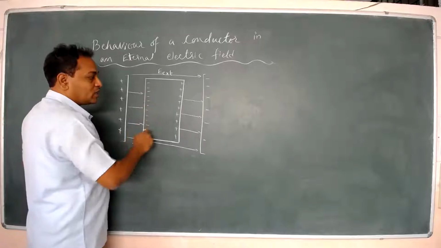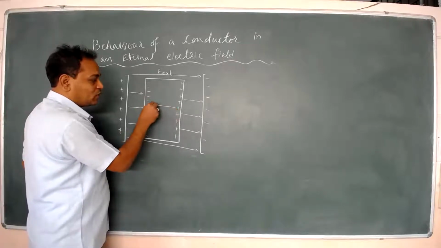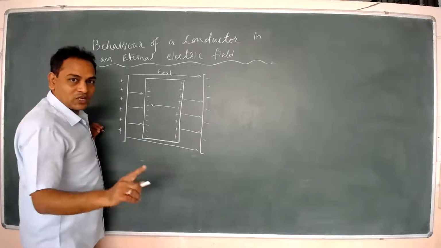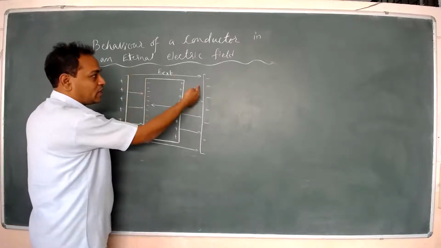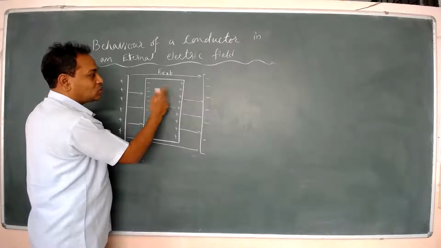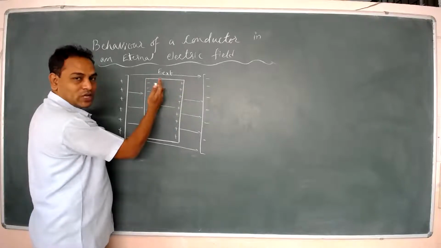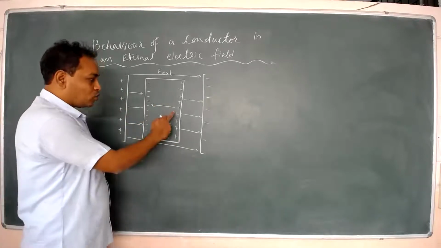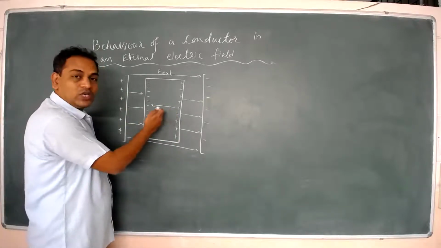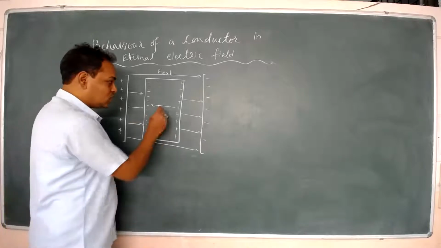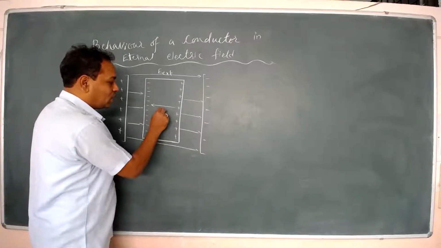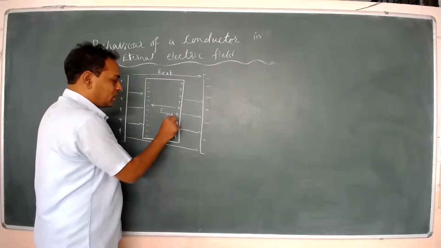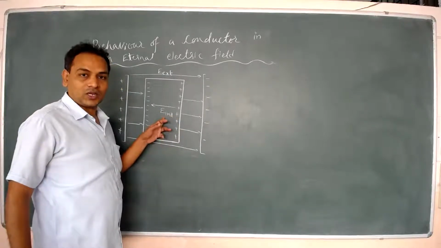That means internally an induced electric field is created from right to left. When the external field is applied from left to right, the charges will be polarized. That means negative and positive charges will be separated, and by this separation from positive to negative, an induced electric field is developed. So this induced field I will call E ind, the induced electric field.